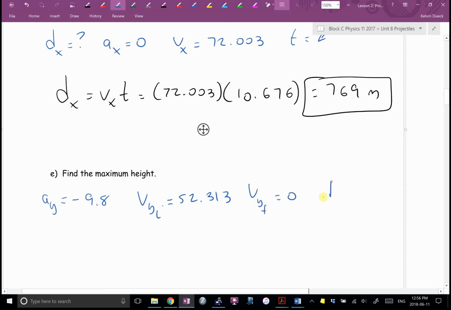And we'd like to find the height. Do I know 3 things? I can find the 4th. I bet you there is an equation that has an A, a V initial, a V final, and a D in it. VF squared. Get the D by itself, please. D equals VF squared minus VI squared over 2A.